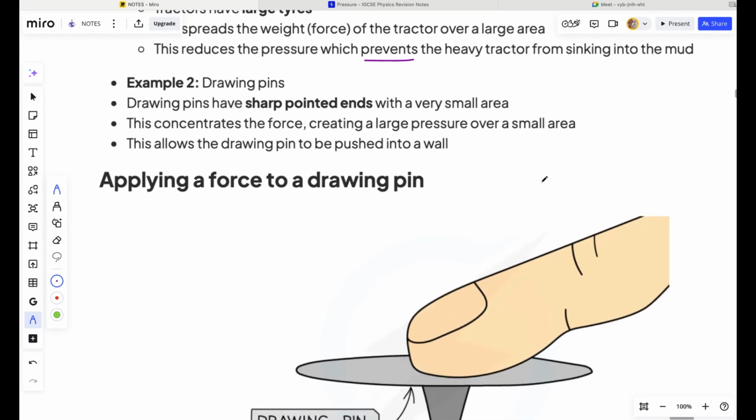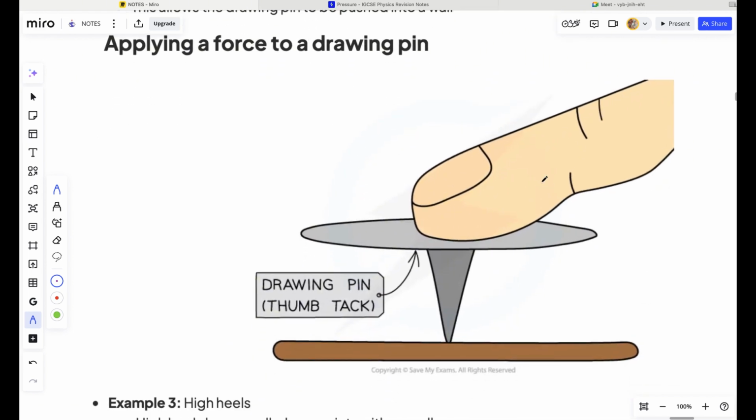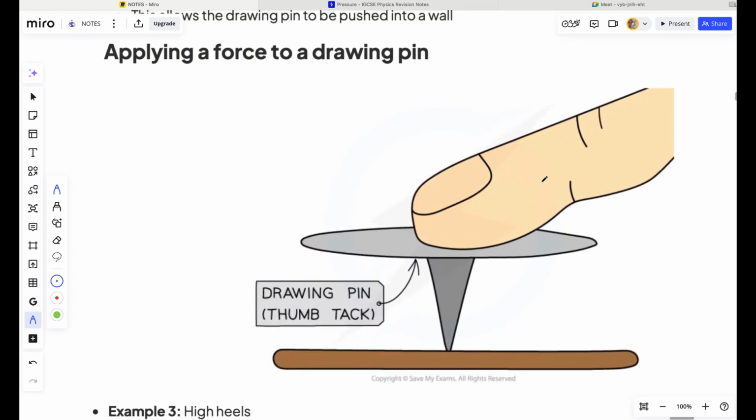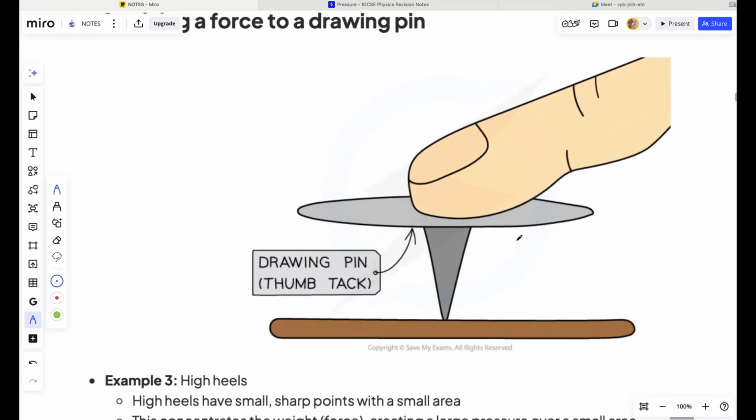Now let's take a look at a drawing pin. The tip of the pin has a small surface area. The head of it has a very large surface area. If you press your hand on the head, you don't feel pain. If you press the tip of the pin against your hand, you're going to feel a lot of pain because there's greater pressure.